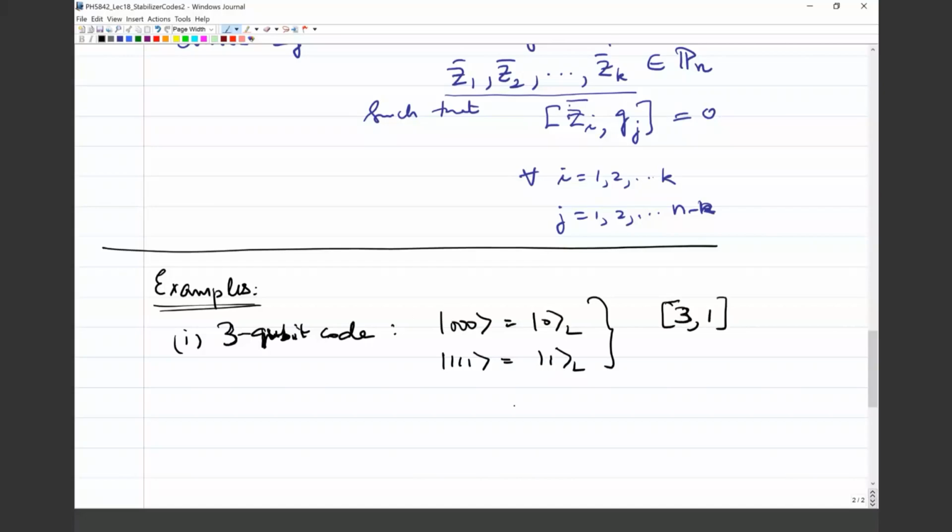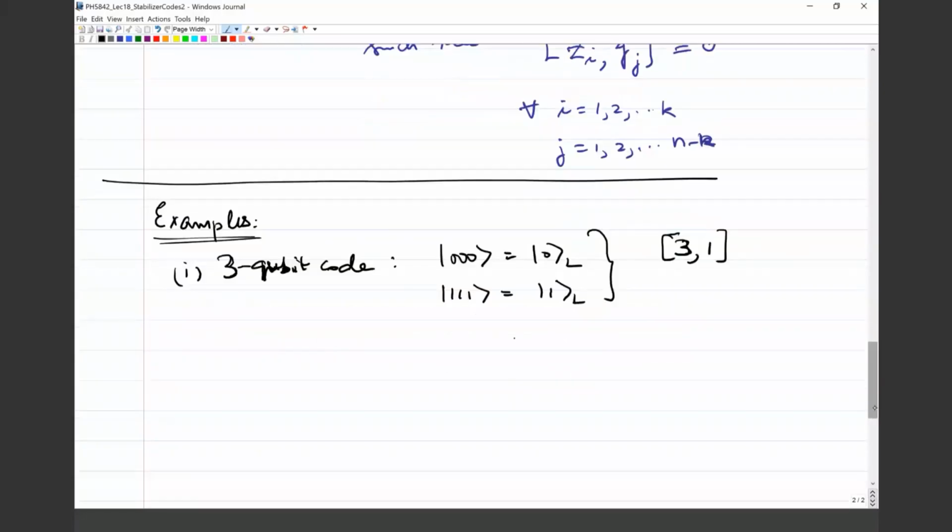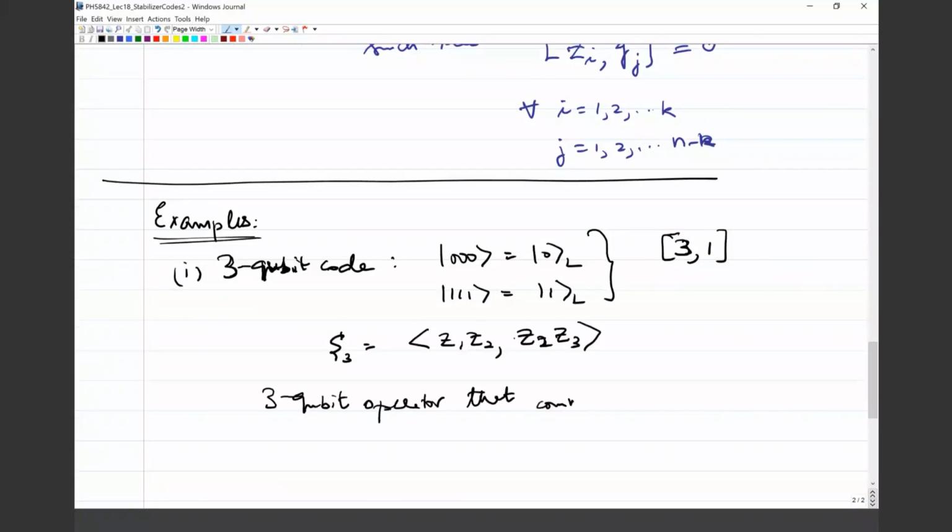It's not a general purpose code. So I won't write a notion of distance here. So you know that the stabilizer group associated with this was essentially generated by Z1, Z2 and Z2, Z3, right? So now the question is, can you find a 3-qubit operator that commutes with both Z1, Z2 and Z2, Z3?